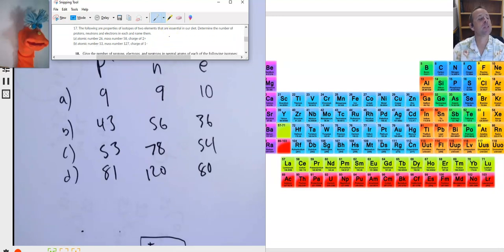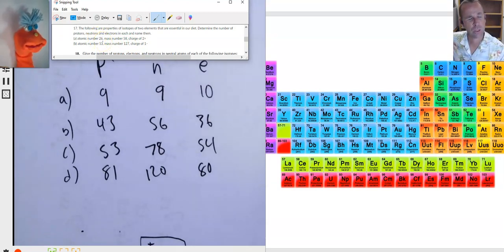17, the following are properties of isotopes of 2 elements that are essential in our diet. Determine the number of protons, neutrons, and electrons in each of them. 26, atomic number, what's that tell us? Number of protons. Very good. Mass number 58. 58 minus 26 is the number of neutrons. Good. Plus 2. 26 protons, 2 more than electrons, so 24 electrons. Very good. And what element is that? What kind of ion is that? 2 plus charge on the 26. Well, it's iron plus 2. Very good. Iron ion. Good.